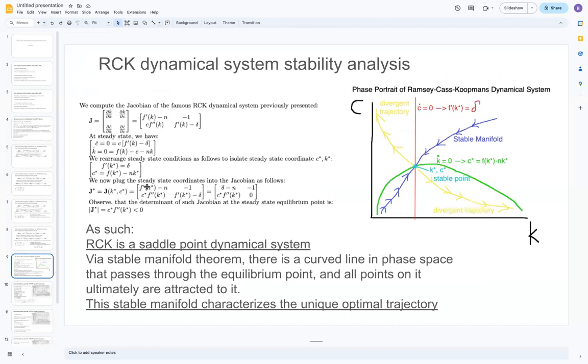We take the determinant of the Jacobian at the stationary steady state condition, and we notice that the determinant is negative. As such, the Ramsey-Cass-Koopmans dynamical system is a saddle point dynamical system, and hence via the stable manifold theorem, there exists a curved line in phase space that passes through the equilibrium point, and all points on it ultimately are attracted to it, as indicated in the blue line in this illustration here. Everything gets attracted to the stable point on this saddle trajectory. So the stable manifold does indeed characterize the unique optimal trajectory, also known as the saddle trajectory.